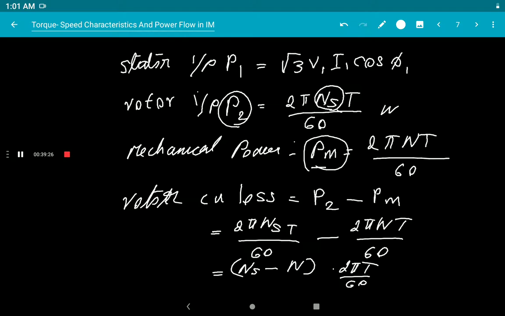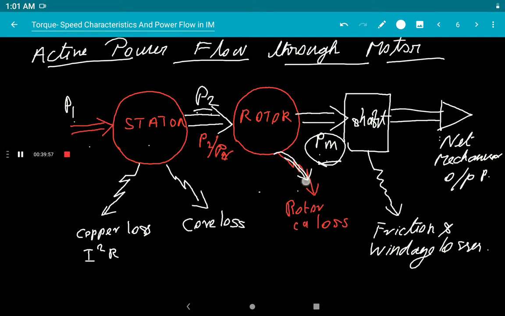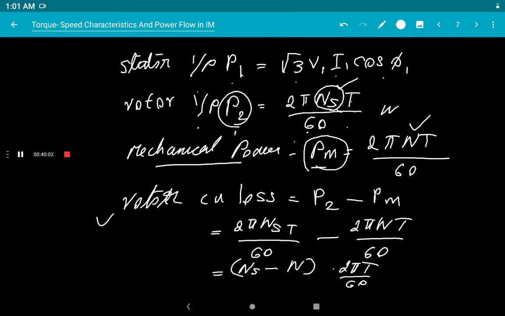Okay, so you should remember the three-phase supply input power is root 3 V1 I1 cos phi, and the rotor input P2, which is represented in terms of torque, is 2 pi Ns T by 60. And here you should remember to consider synchronous speed. So mechanical power is the rotor output, so you have to consider the rotor speed, 2 pi N T by 60. And the rotor copper loss: input is P2, output is Pm. So P2 minus Pm is our rotor copper loss.